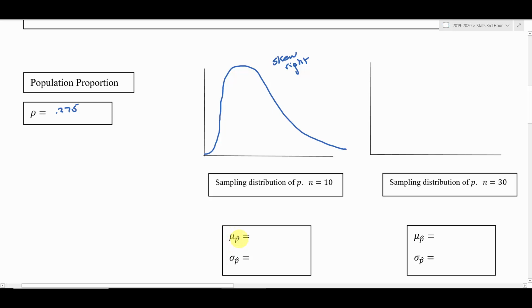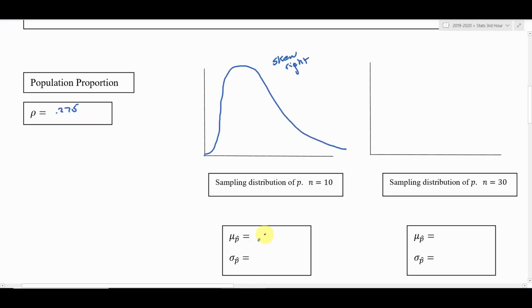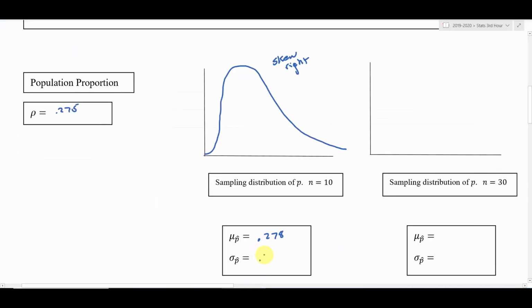All right, and notice the little symbol that they put above the p. That is because now it comes from a sample and not the population, right? So these proportions came from all those samples of 10 that we took, and we found the average, or the mean, of those proportions. And what we found was the average of those proportions was 0.278. I'm going to write that down here, 0.278. And then our standard deviation was 0.142. And I'll write that down.